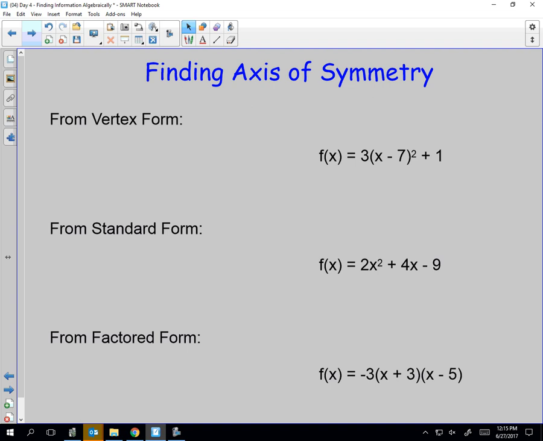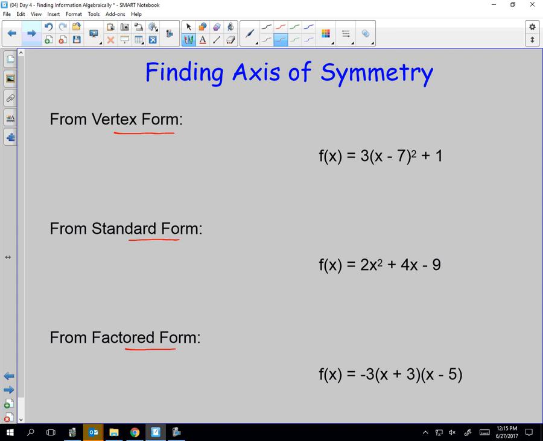Now, when we're looking at graphs, we have to understand that there are three different forms for any quadratic. We can have vertex form, we can have standard form, and we can have factored form. Each one of these forms gives us certain information in a lot easier of a format.